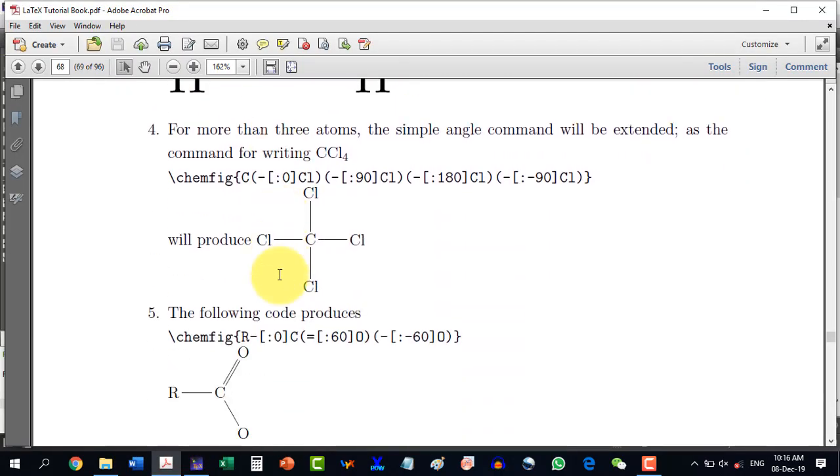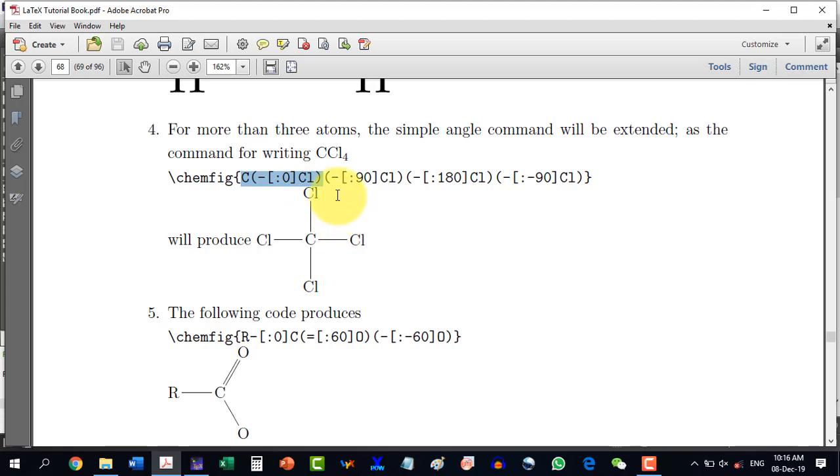For more than 3 atoms, the simple angle command will be extended, as in the command for writing CCl4. Now here, let me briefly discuss this one as well. We are making angles with carbon. So carbon is bonded with chlorine, again with chlorine, and on all 4 sides. If I consider this as the horizontal line, then carbon is bonded with chlorine at 0 angle. So here is carbon bonded with chlorine at 0 angle.